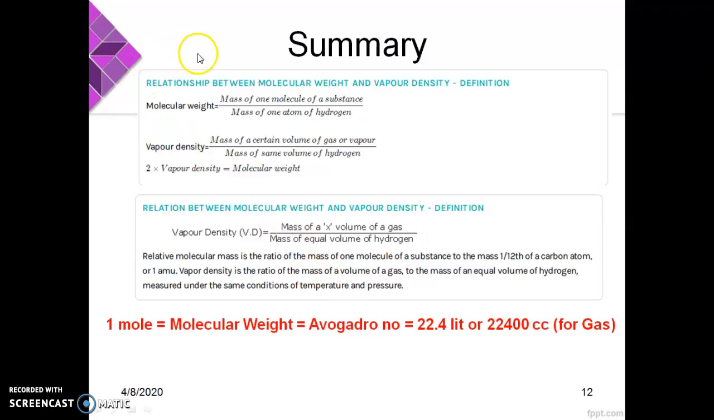Now this is the summary, the relation between molecular weight and vapor density, and this is the main relation which you have to remember.